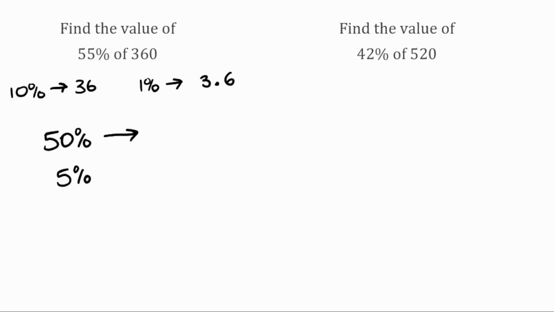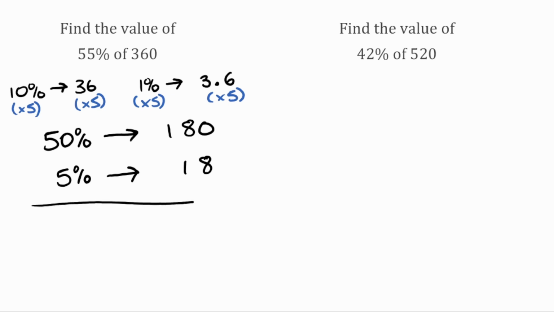So then to find this 50%, I've got to multiply my 10% by 5, which means I'm going to multiply my 36 by 5. Well, 36 multiplied by 5 would give me 180. To then find this 5%, we're going to multiply our 1% by 5, which means we're going to multiply our 3.6 by 5. Well, if we know that 36 multiplied by 5 is 180, then 3.6, which is 10 times smaller than that, when we multiply that by 5, the answer must be 10 times smaller. So 3.6 times 5 would just give us 18.